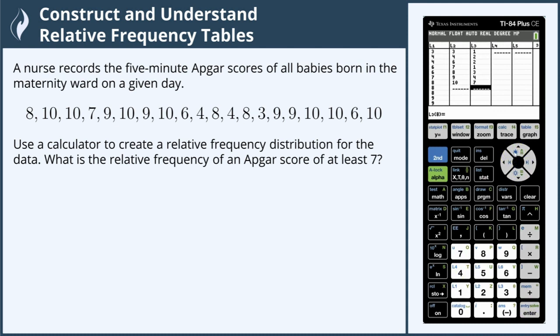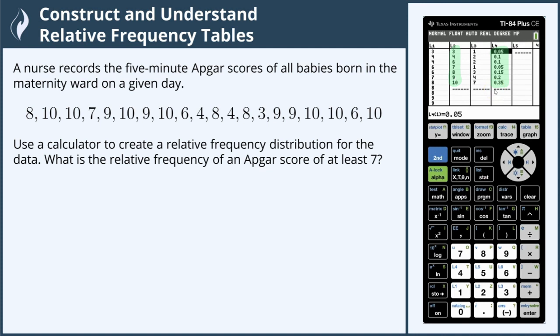Now that we have our frequency distribution, we want to turn this into a relative frequency distribution. So go over to list 4 and hover over where it says L4. Here we're going to take list 3, so second and then 3, and divide it by the number of values. There were 20 values, so it's divide by 20. Once you do that, you can press enter, and all of these values have now appeared. This tells us our relative frequency distribution. So we have our list values, our 3, 4, 6, 7, 8, 9, 10, and we have our relative frequencies over here in list 4.